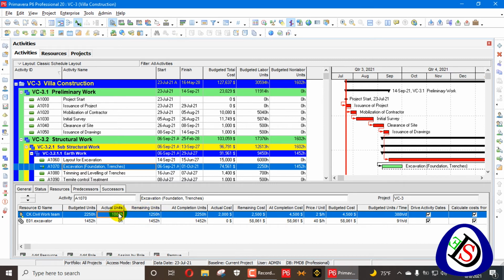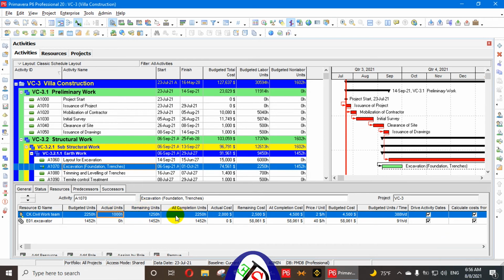It will not add. In the previous case, these both add and combine to make at completion, but in this case this one minus this one gives remaining units. In this case this one is fixed and this one is subtracted from it. Remaining units are calculated by subtracting actual units from at completion units.